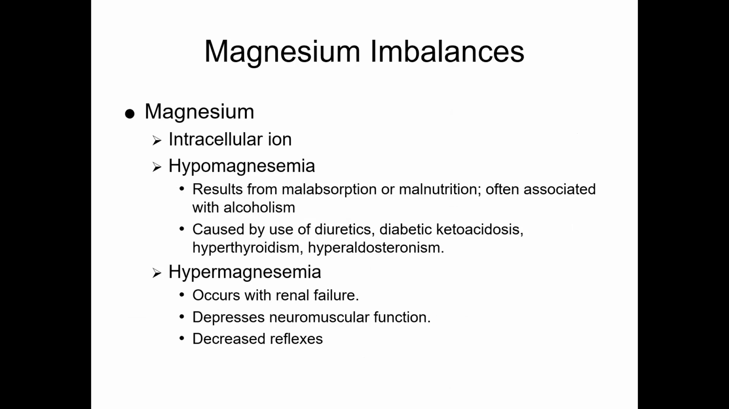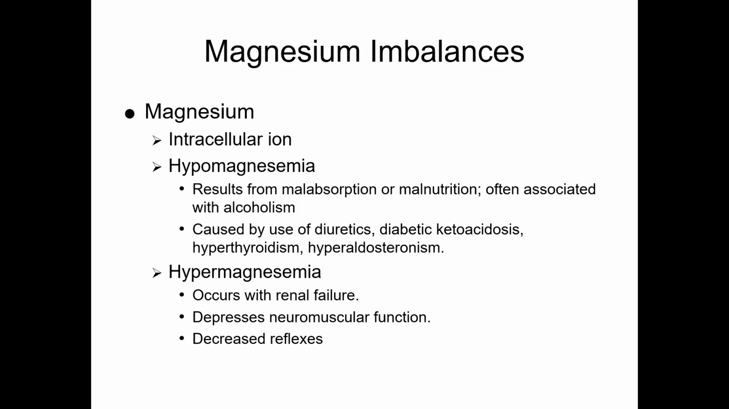Magnesium imbalances. Magnesium is an intracellular ion that has a normal value of 0.7 to 1.1 mmols per liter. About 50% of the total body magnesium is stored in bone. Magnesium levels are linked to potassium and calcium levels. Magnesium is found in green vegetables, and it's important in enzyme reactions as well as protein and DNA synthesis. Imbalances in magnesium are very rare.